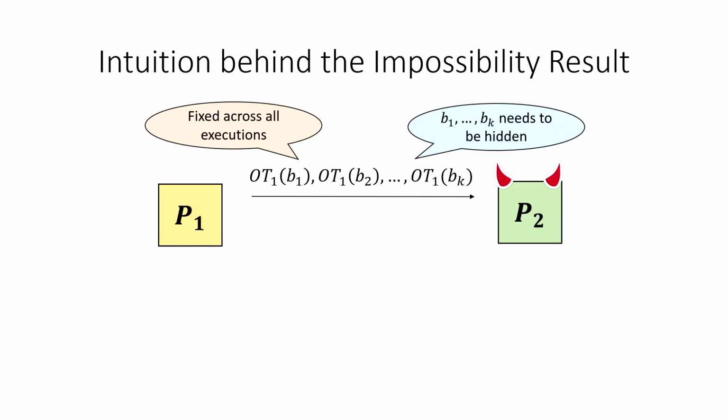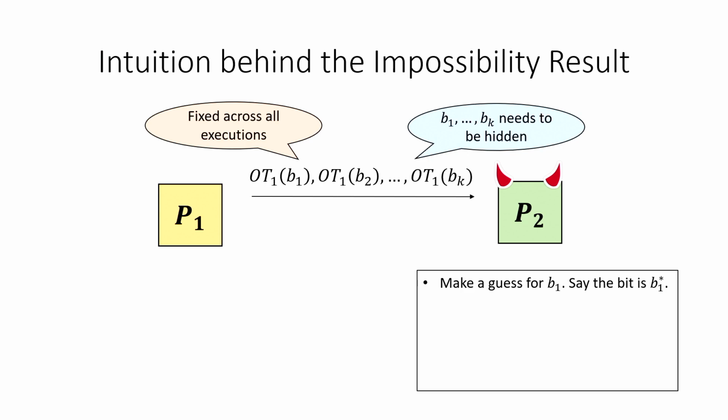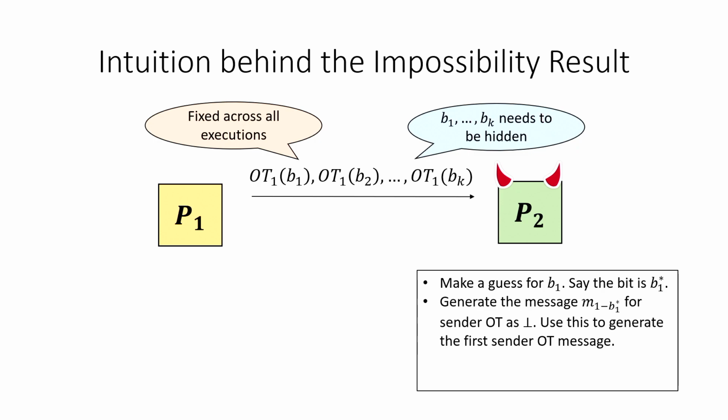And here comes along malicious P2. And what will malicious P2 do? Malicious P2 will effectively recover all these bits. And how will it do it? It will make use of the fact that it can effectively implement an abort oracle on P1. So what will P2 do? P2 will make a guess for the first bit B1. It's going to try to recover bits bit by bit. And say the real bit is B1 star. It's going to make a guess for B1 and say this bit is B1 star. We don't know actually what B1 is.